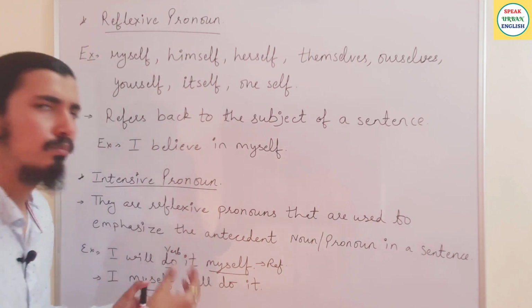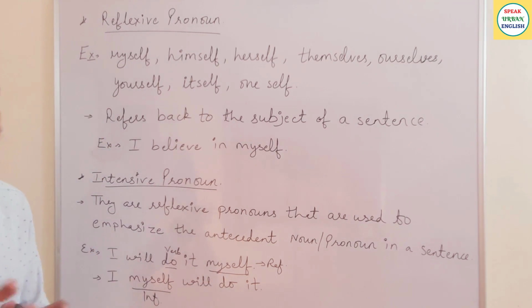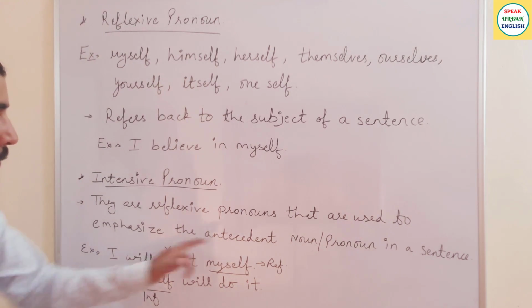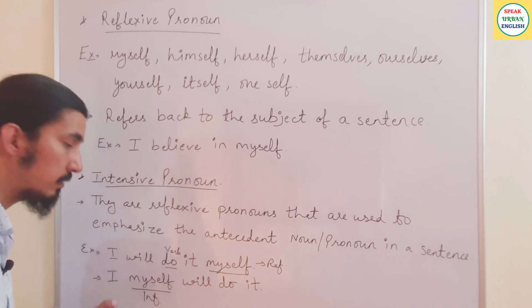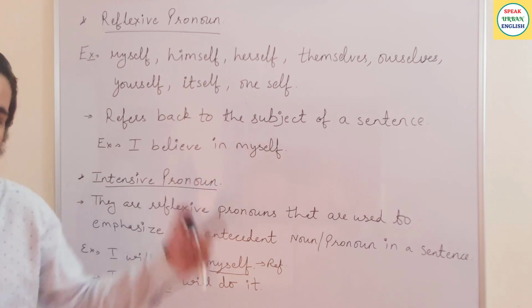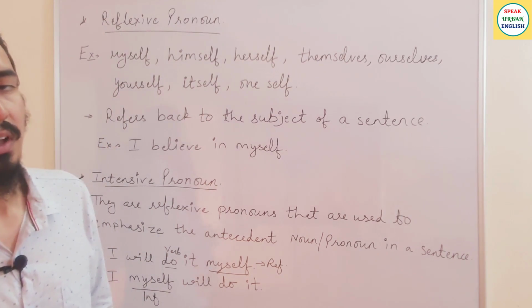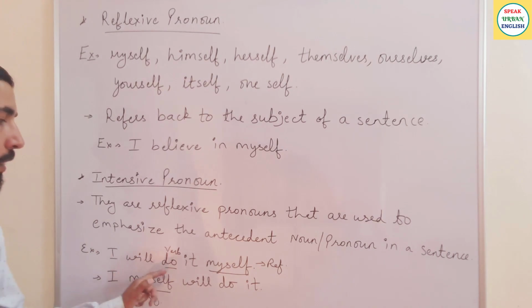When myself, himself, herself, they come after the verb, they are used as a reflexive pronoun. But if they immediately come after the subject of a sentence and emphasize the antecedent noun or pronoun in a sentence, they are used as an intensive pronoun. Okay, so another example is, like I said, I will do it myself.